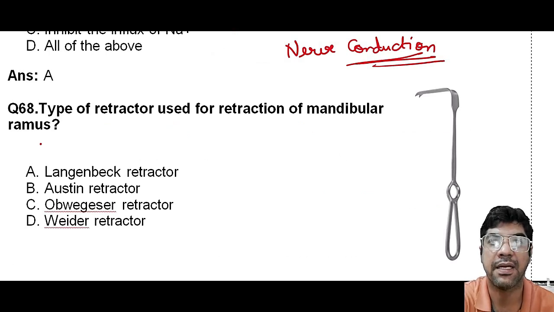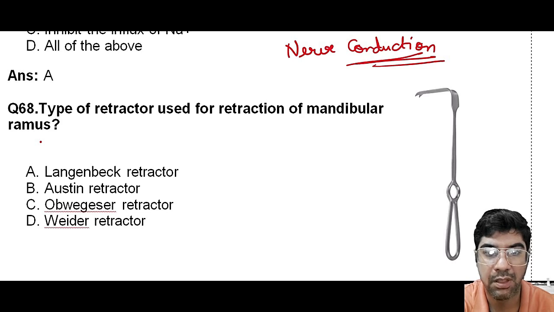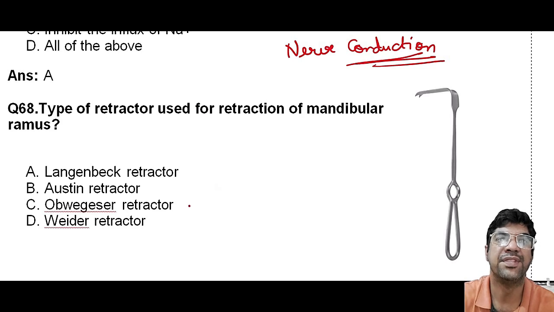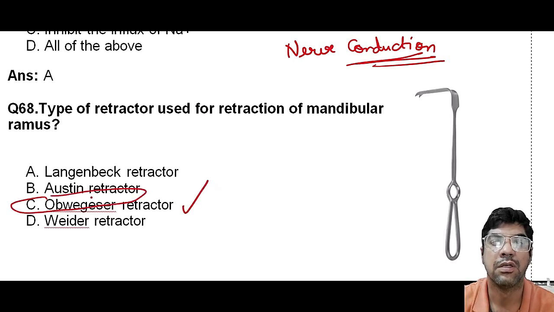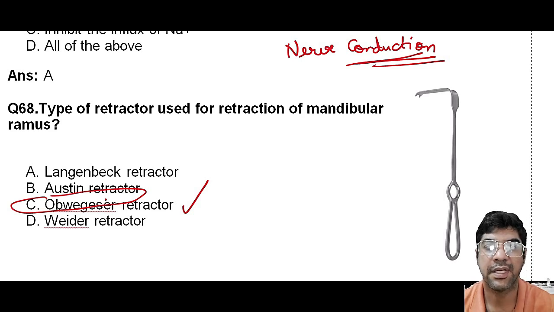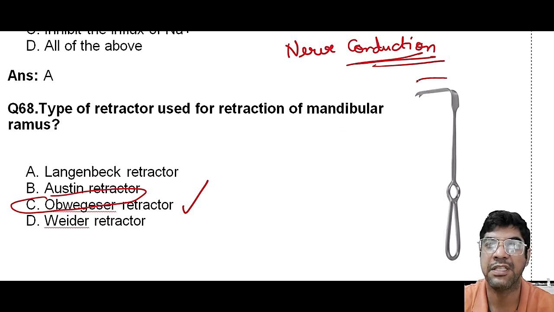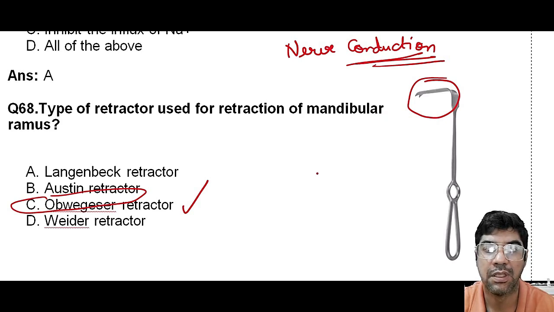The type of retractor that is used for retraction of the mandibular ramus. So answer is C. This retractor is a specialized instrument that is used for retracting the mandibular ramus, which helps to provide better visibility and access to the surgical site.